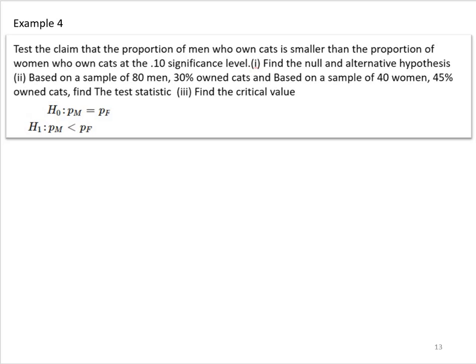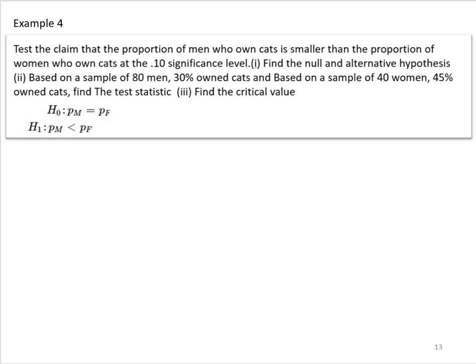Okay, and let us have another one. That is the next one, example number 4. Test the claim that the proportion of men who own cats is smaller than the proportion of women who own cats at the 0.10 significance level. Find the null and alternative hypotheses based on a sample of 80 men, 30% own cats, and based on a sample of 40 women, 45% own cats. Find the test statistic and find the critical value.